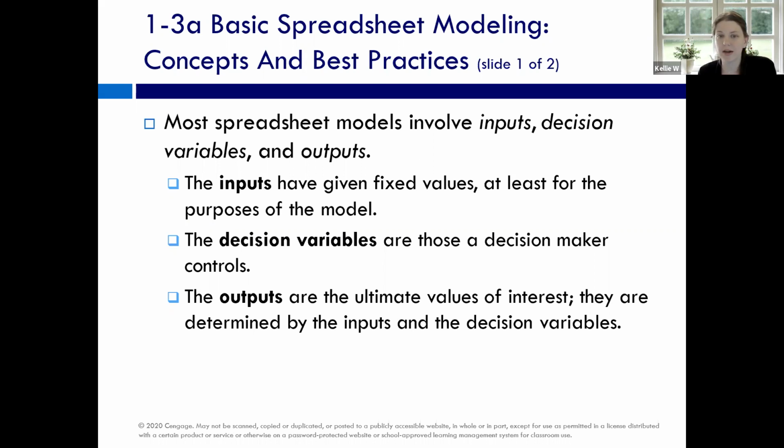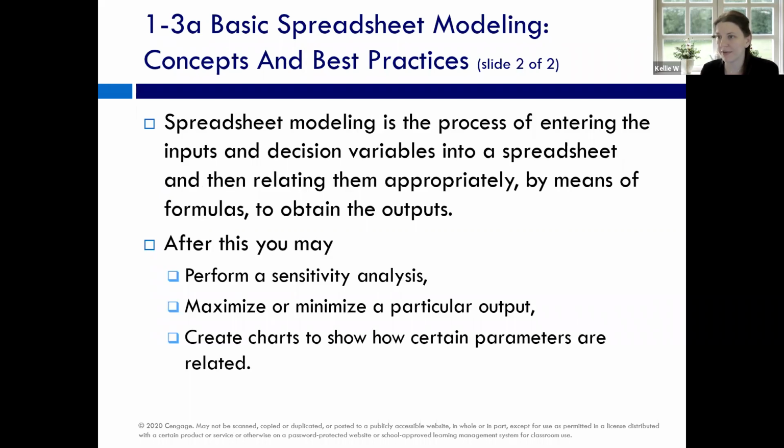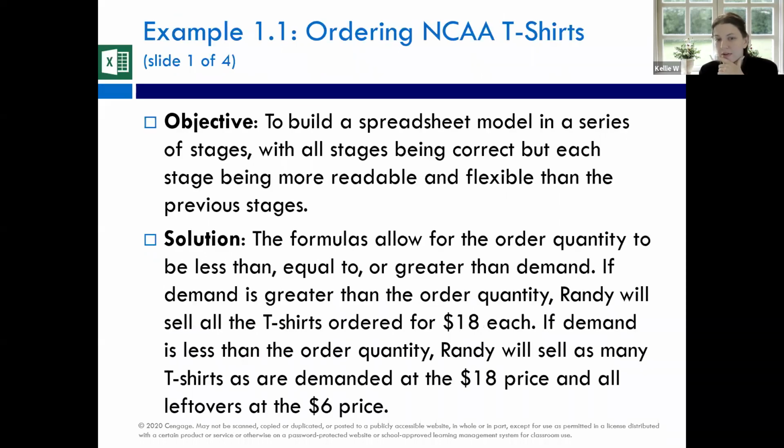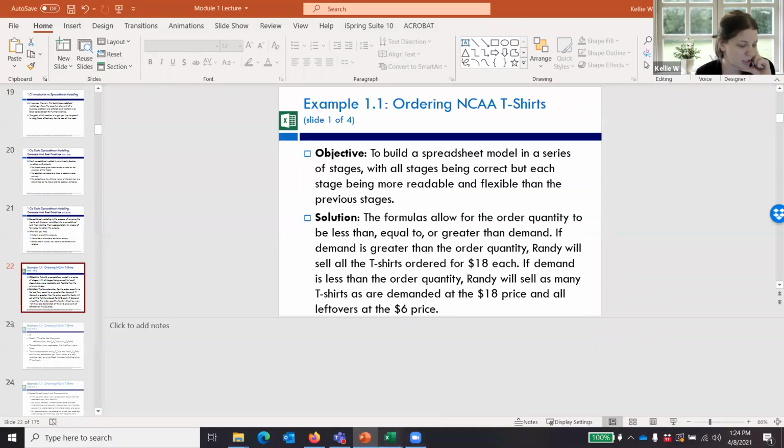So inputs are fixed values. Decision variables are things where we control them. And then outputs are calculations, or what changes given different inputs or decision variables. And we'll apply that language in our examples. So we want to enter input and decision variables, relate them by means of different formulas, and obtain an output. Really that simple.